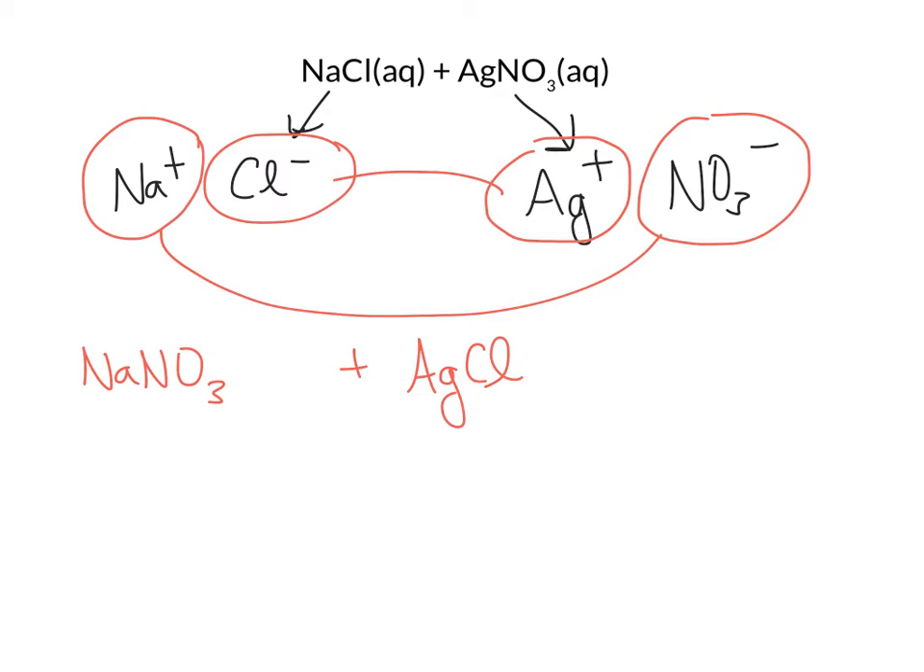Now we have one last thing to do, and that's to add phases. So you notice our starting substances, we were given that those are aqueous. That communicates that those ionic compounds are soluble. So to figure out the phases of these products that we predicted, we need to know if these are soluble or insoluble ionic compounds. To do that, you look at solubility rules.